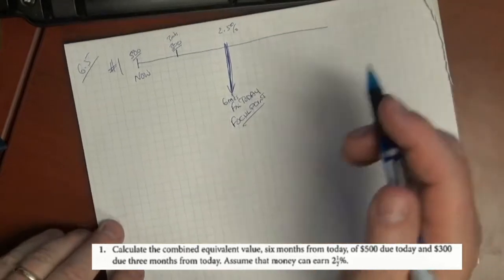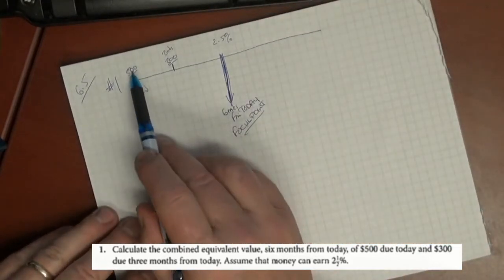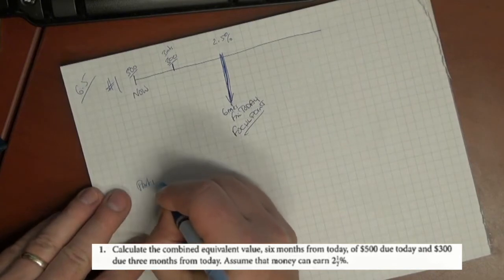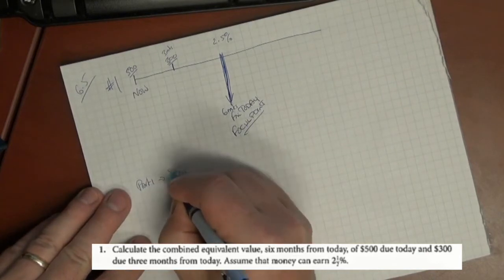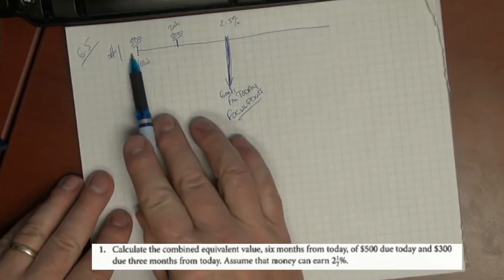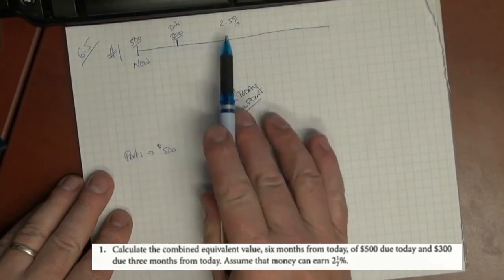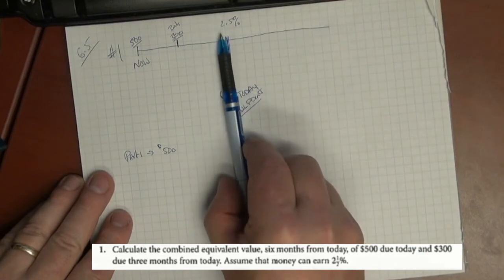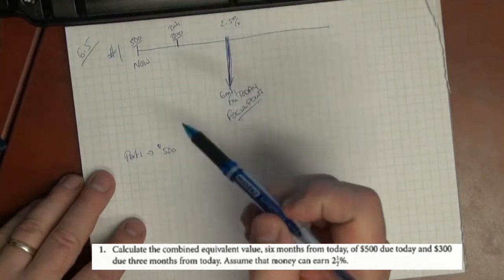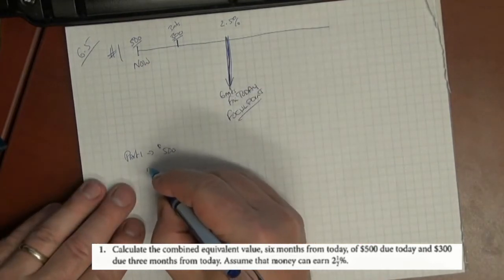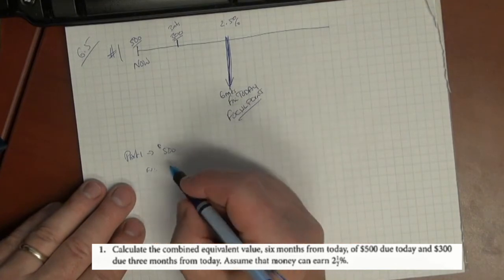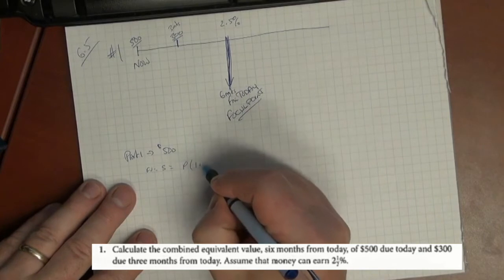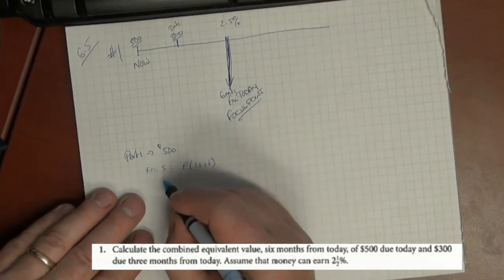So first, the $500 is going to be put in, so we'll call that part 1, now. It's being put in now, and we can very easily find what it's going to be worth in 6 months. So we're looking at the future value of 500, so that's S equals P times (1 plus RT).